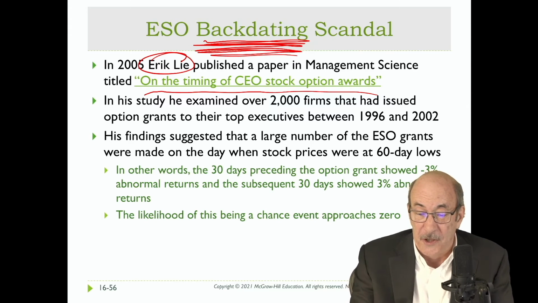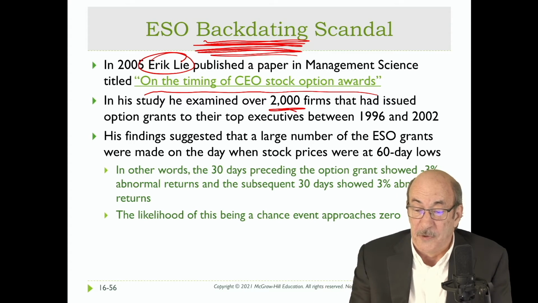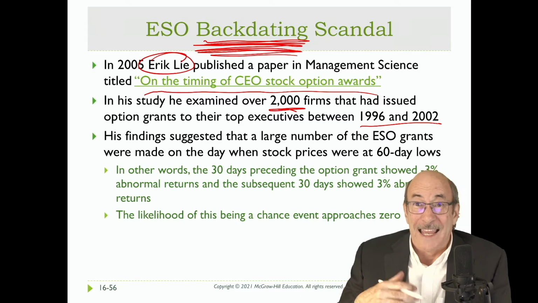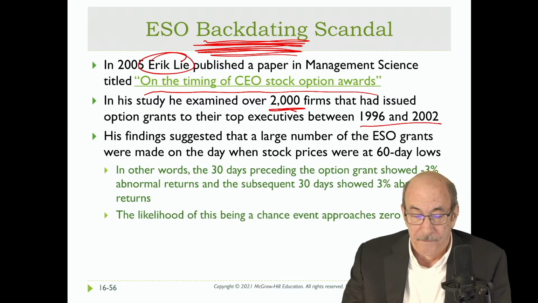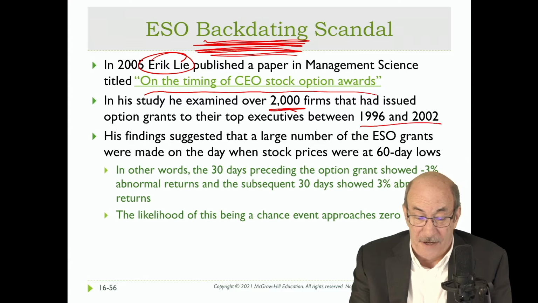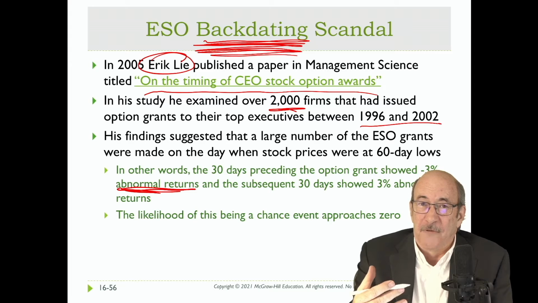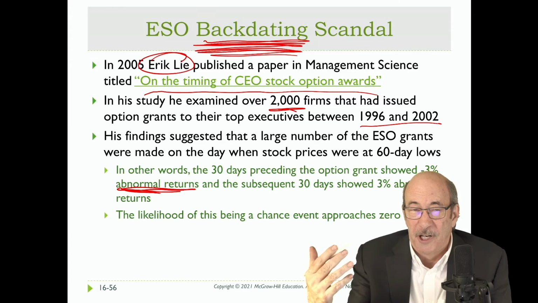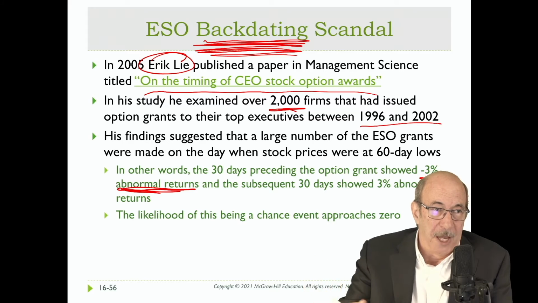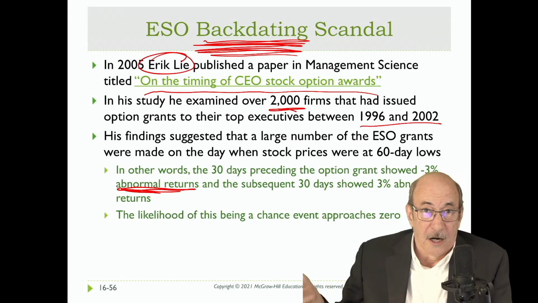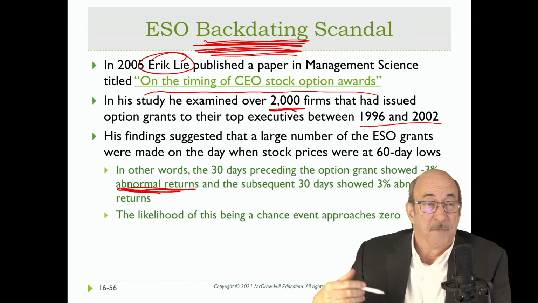So what Eric did was he looked at over 2,000 firms between 96 and 2002, and he looked at 30 days either side of the option grant, the actual grant date, the date that the company said, this is the day we grant them. And he found a negative 3% abnormal return. Remember what an abnormal return is. It's the return we observe minus the return we would expect to get, and that's using either CAPM or a Fama-French 3-factor model or something of that nature. Carhart 4-factor, something like that, usually multiple of those.